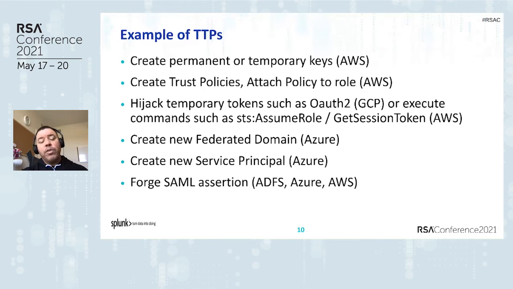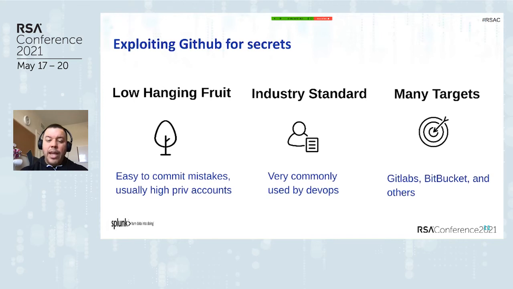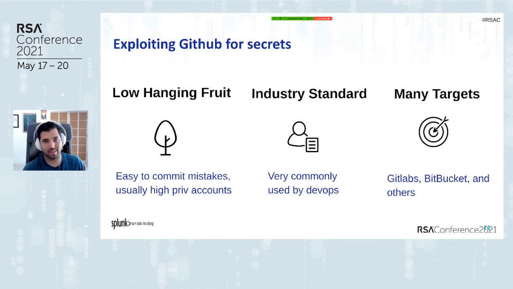And finally, one of the things that we've been seeing lately is forged SAML assertions. SAML assertions involve environments such as ADFS, Active Directory Federation Services, and of course, it can be used in Microsoft Azure, and they can be used in Amazon Web Services. And with that, I am going to pass it to Jose.